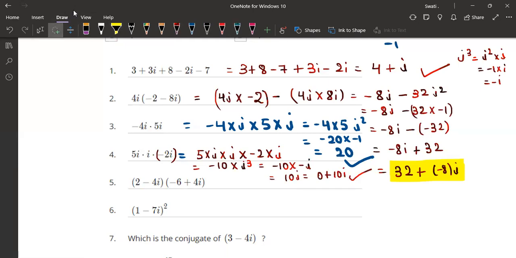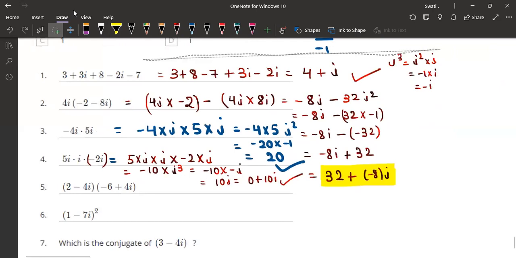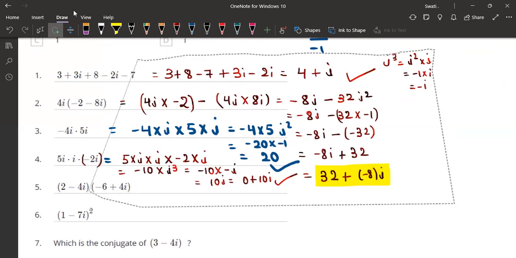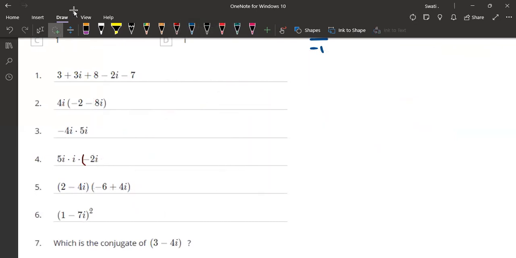Before I move to the next question, I hope you have understood all these things. So I'm going to erase it so that I'll have the space to solve the rest of the questions. Yes. So if you want to write down all these solutions that I am writing here, you can go back to the video and take a screenshot or write it again.